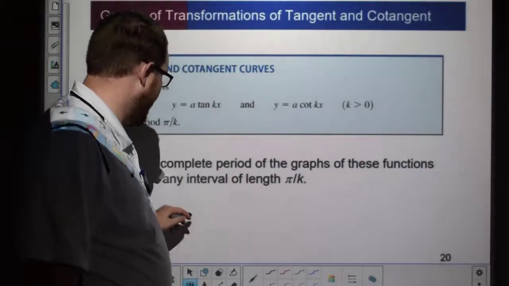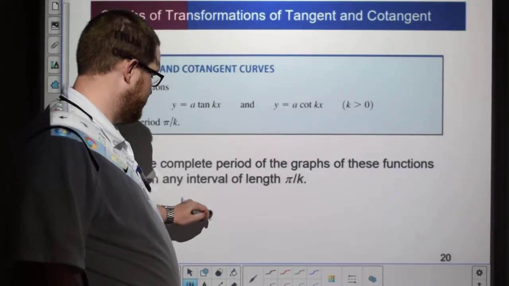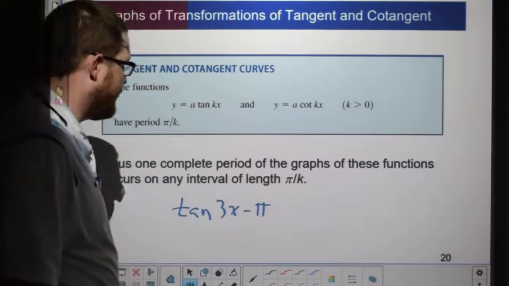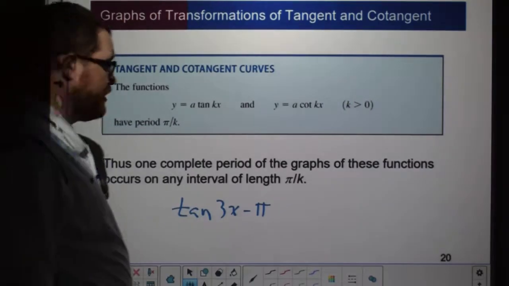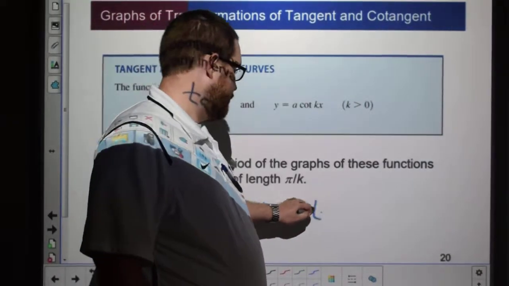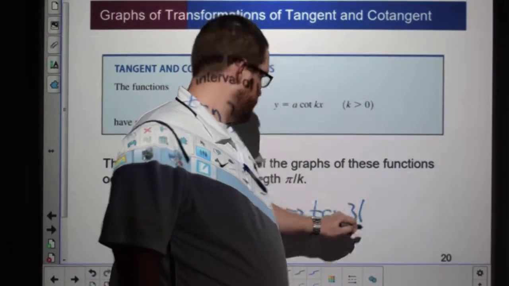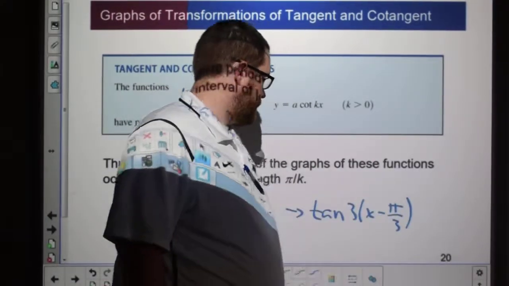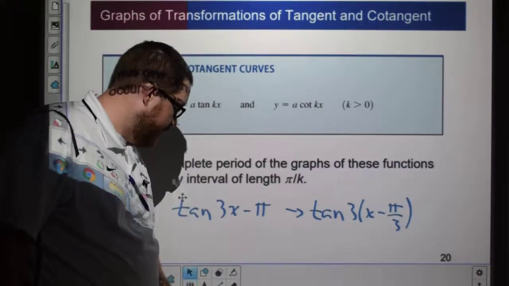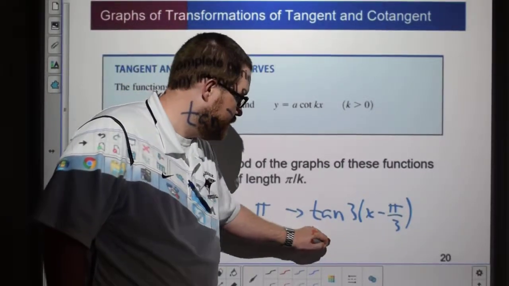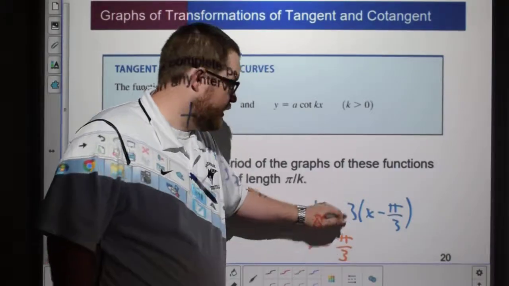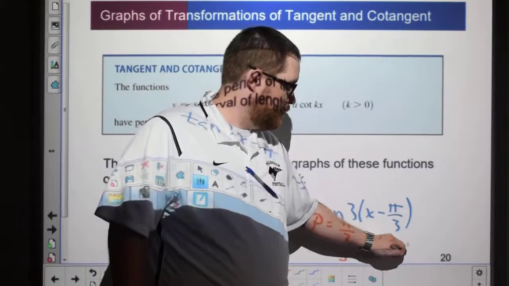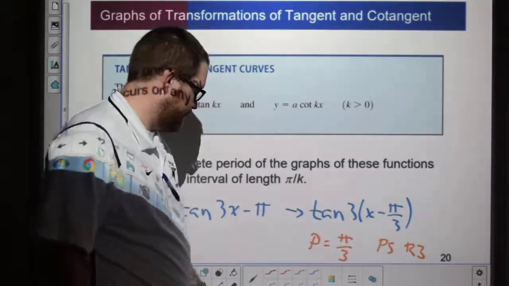So, if you've ever had a graph like this, and I ask you for the period, the first thing you'd have to do is factor out the 3. And then what's the period? Well, the period is usually pi, but now it's being divided by 3. What does this do? Well, this is a phase shift that moves it right 3.